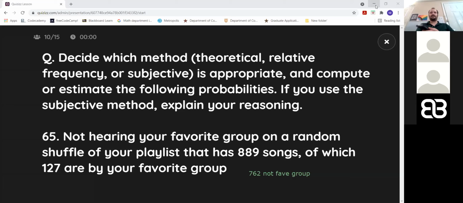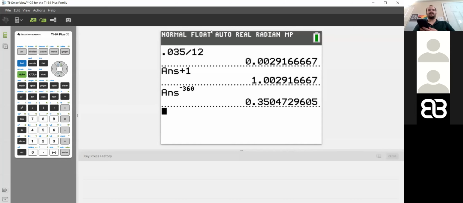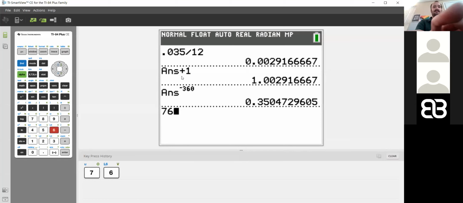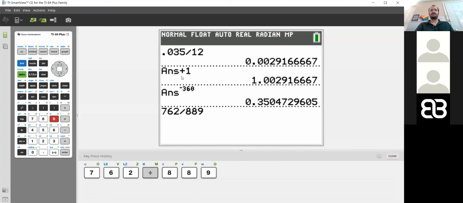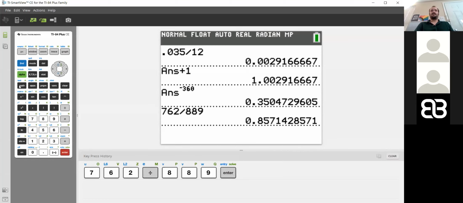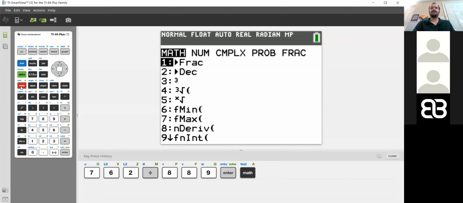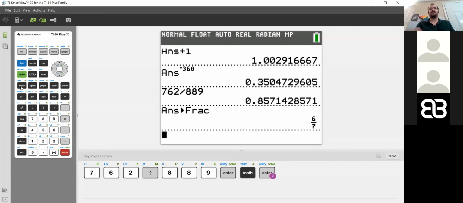All right, so let me show you on this. TI Smart View, that's the one I share. So this is my TI calculator. I said there are 762 out of 889 total songs. If you give me 0.86, that's good. But if you look in the TI calculator, if you hit the math button, the first option says fraction, and you can convert decimal to fraction, or fraction to decimal, with those options. It's just under the math key in the TI calculators.